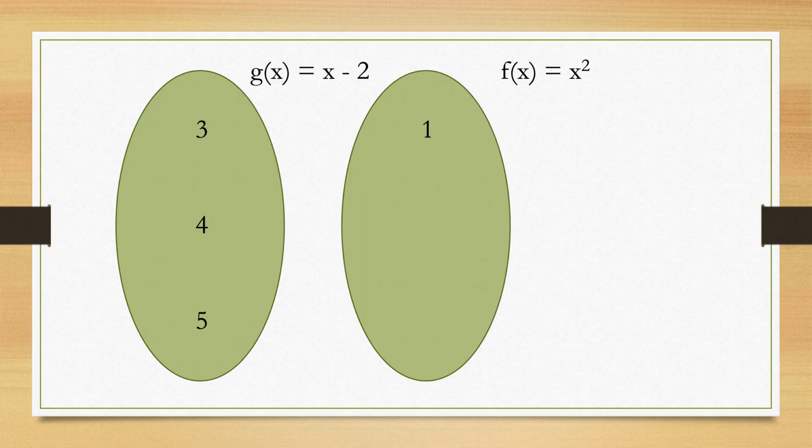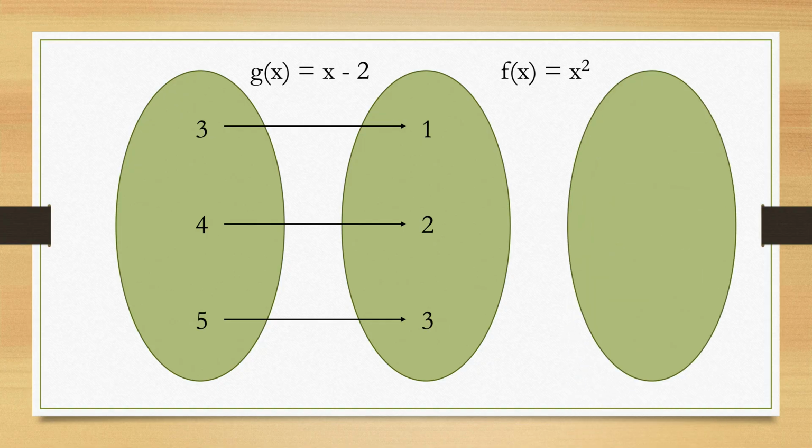Okay, g of 3 is 1, g of 4 is 2, and g of 5 is 3. So 3 becomes 1, or the image of 3 is 1, the image of 4 is 2, the image of 5 is 3. But we want to know what f of g of x is, so I create another area for range, and the domain for f of x is now 1, 2, 3.